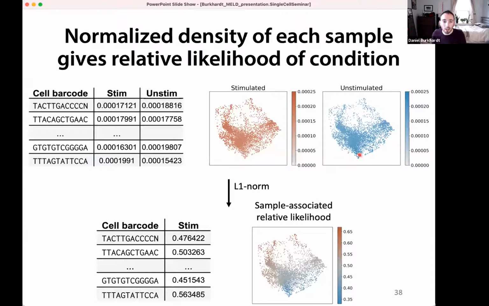And for the rest of this talk, I'm going to talk about how you can use this sample associated relative likelihood to do all kinds of computational analysis to understand how these experiments work. But I really would like to take a second right now for people, feel free to unmute yourself, to ask any questions about really anything that I've talked about up until this point. I know that for some of you, it's going to be a lot of new technical information. Happy to answer any questions. I'm going to wait at least a minute before I go on. So please ask questions.